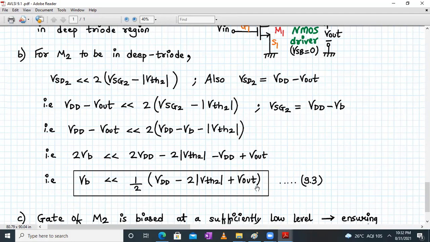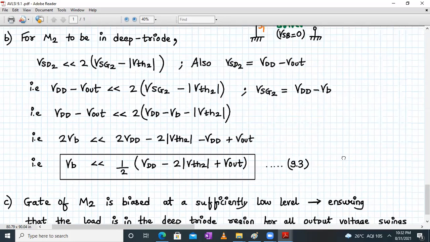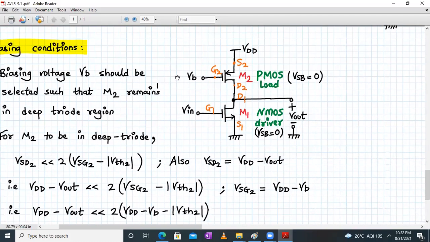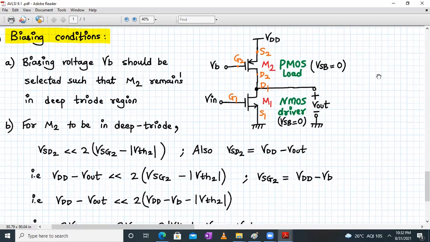Note over here that the gate of M2 is biased at a sufficiently low level, ensuring that the load is in the deep triode region for all the output voltage swing. That is what we have to make sure. It's very difficult to precisely select the value of VB such that your M2 transistor remains in the deep triode region. Okay, clear about the biasing conditions? Let me keep this on the screen for some time.